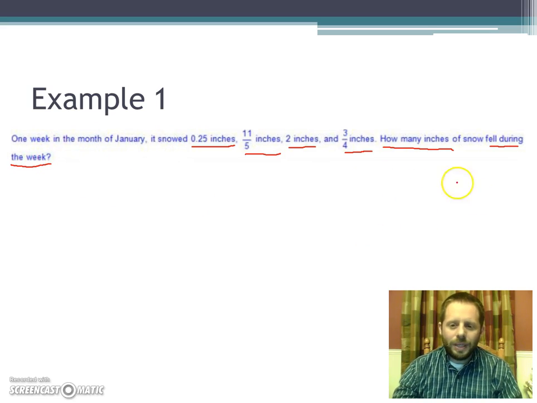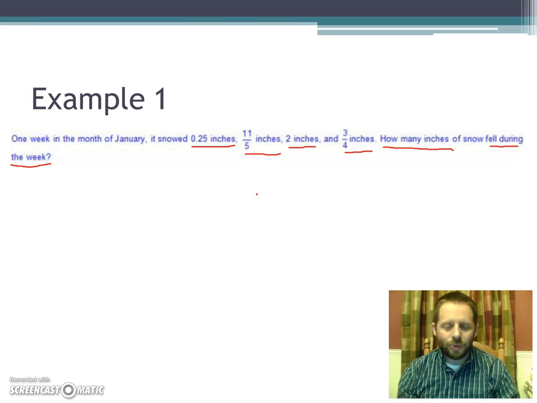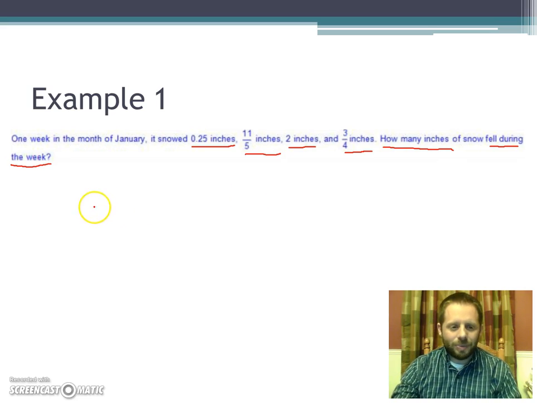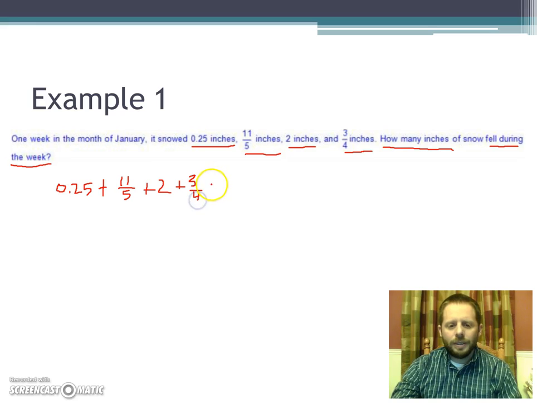Okay. So when we read that question, we want to devise a plan for how we're going to work this problem. When it says how many inches fell for the week, that's asking for a total, right? We're asking for a combined total of all the inches of snowfall. Anytime we're looking for a combined total of something, that implies that we're going to be adding the values together. So our plan for this problem is that we need to add 0.25 plus 11/5 plus 2 plus 3/4. Whatever that totals out to be, that's going to be the amount of snowfall for the entire week.